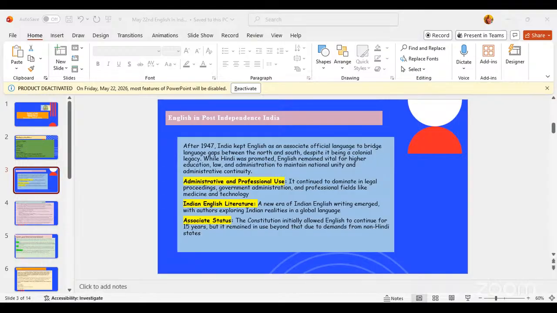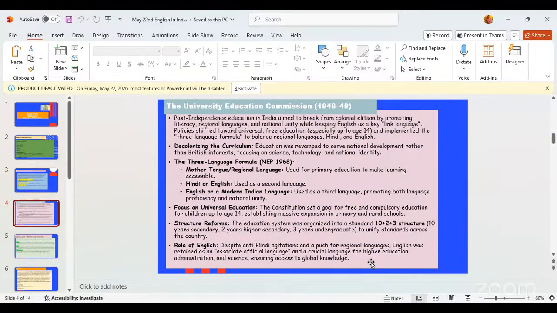We know that we are talking about Indian English literature and the associate status: the Constitution allowed English to continue for 15 years, but it remained in use due to demand from non-Hindi states, and we know that it is a global language now. The University Education Commission of 1948 to 49 aimed post-independence education in India to break from colonial elitism by promoting literacy in regional languages and national unity while keeping English as a key link language. Policies shifted towards universal free education, especially up to the age of 14, and implemented the three language formula to balance regional languages, that is, Hindi and English, decolonizing the curriculum.